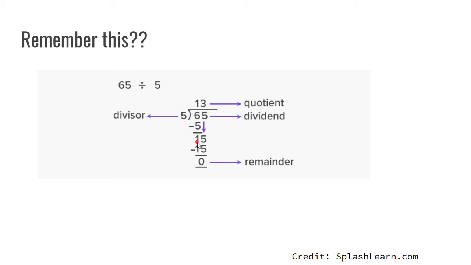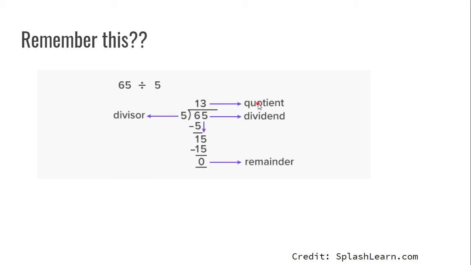So 5 times what is as close to 15? Well, 5 times 3 is actually exactly 15. So we choose to put a 3 up here, and we do 3 times 5 is 15, and then we again subtract those. Once we can't go anymore, once we have no more numbers in our dividend, we would stop. And in this case, we would stop at 0. So that means we have a remainder of 0. The answer to our division problem is called a quotient.